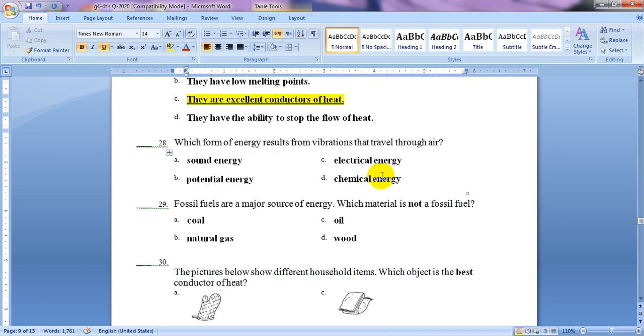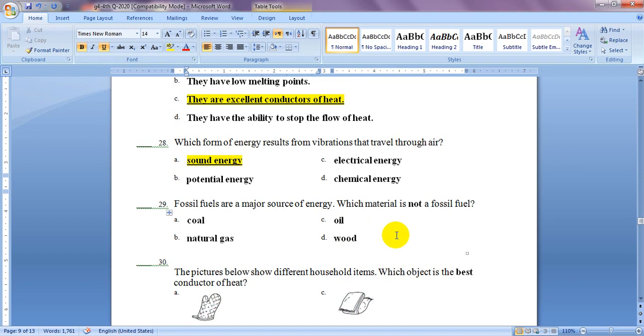The next one, 28. Which form of energy results from vibrations that travel through air? Sound energy, potential energy, electrical energy, or chemical energy? The kind of energy that results from vibrations. Do you remember what is the meaning of vibrate? To move quickly back and forth. So it is sound energy.